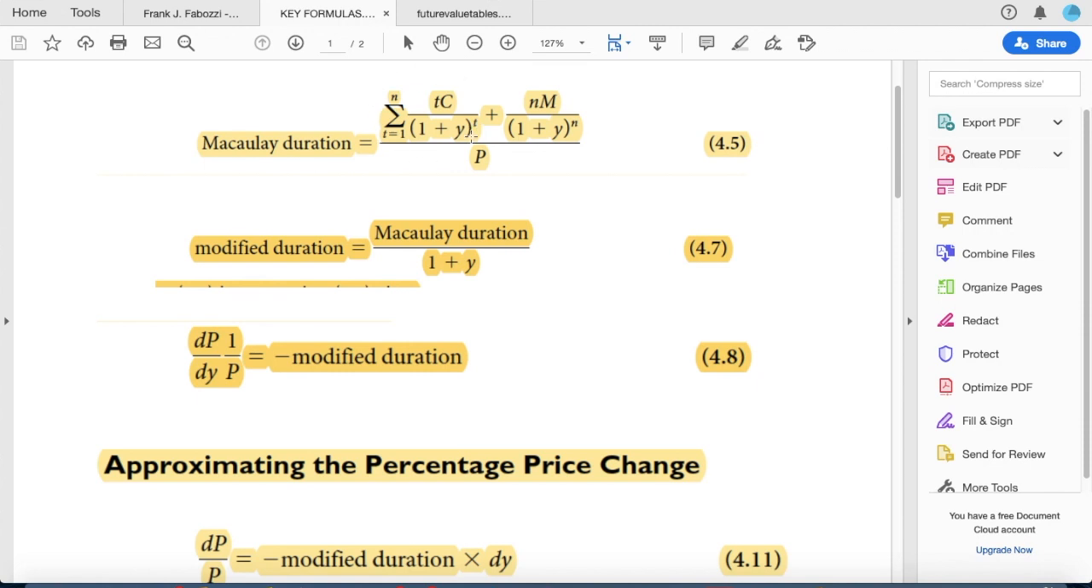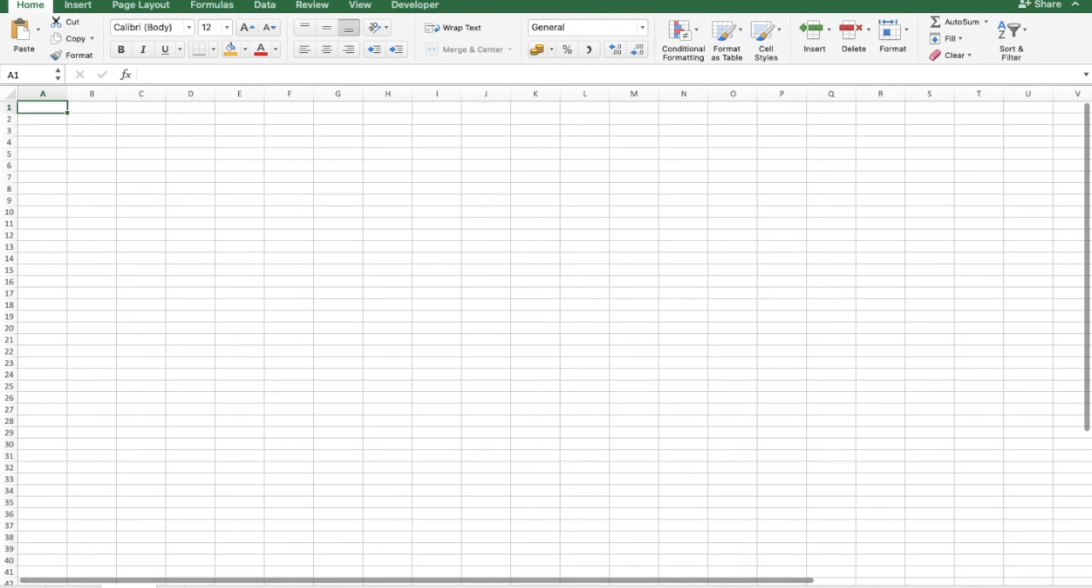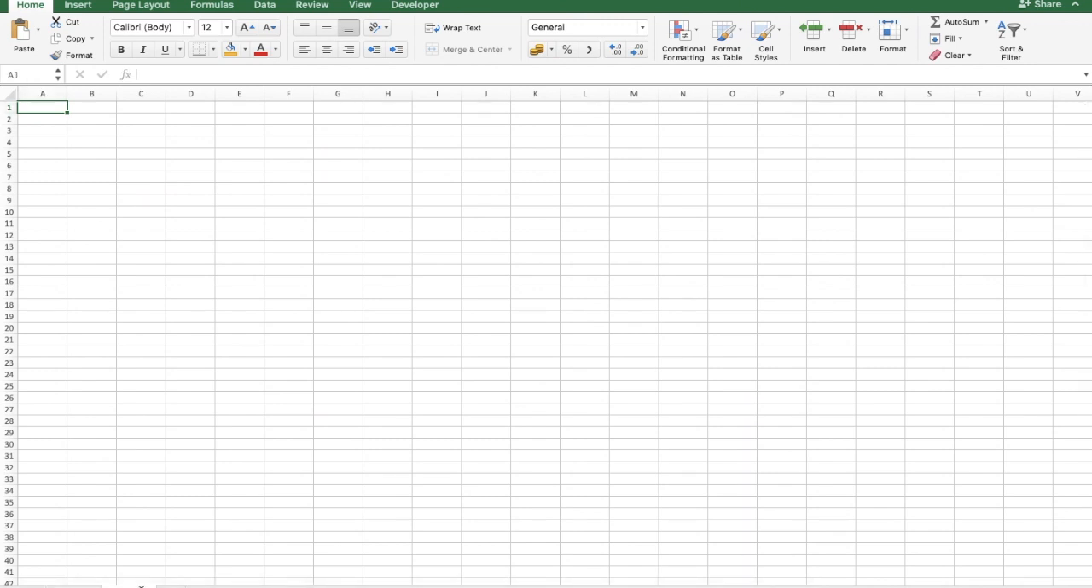So let's start. I will keep the same Excel workbook. I will open a new sheet and call it duration.